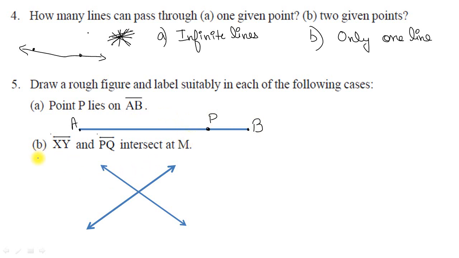In the second part, XY a line and PQ a line intersects at M. That means you need to draw two lines. So I have already drawn two lines. Let's name it. This as X, this as Y. So this is XY and PQ. So these are the two lines which are intersecting at a point. So at this point they are intersecting. So this point is named as M.